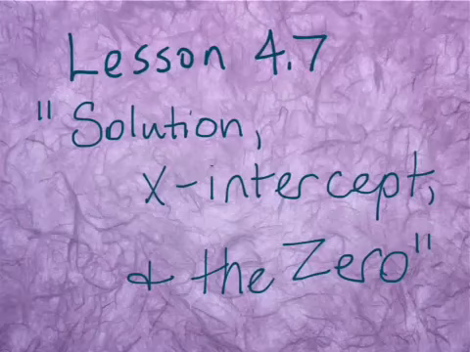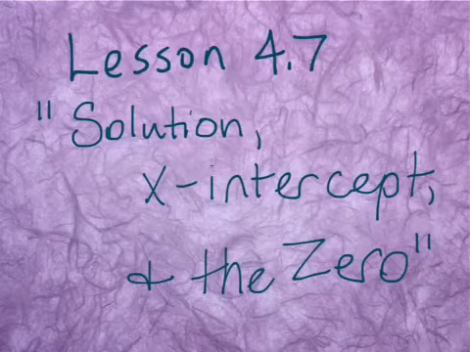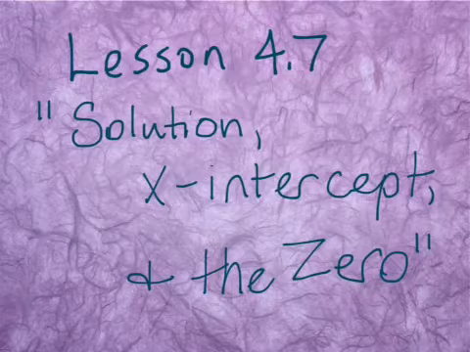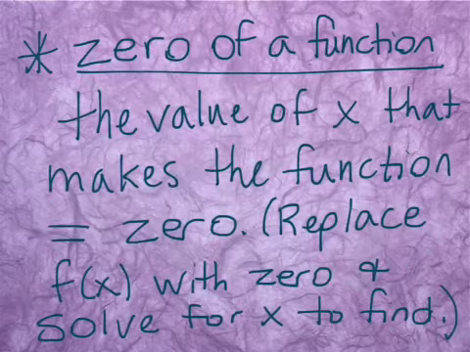In lesson 4.7, we're going to focus just on the part of the lesson that involves solution, x-intercept, and the zero. We're going to try to find the connections between these three terms. We've talked about solutions before, we've talked about x-intercepts before, so our new focus for the day is what a zero is and how we find it.